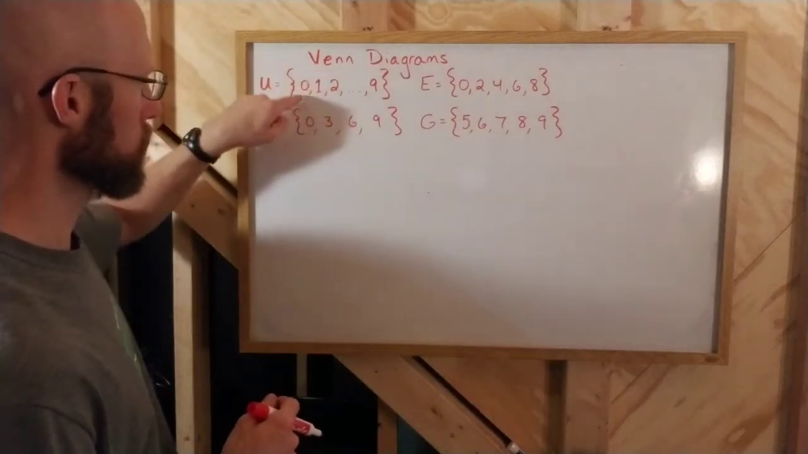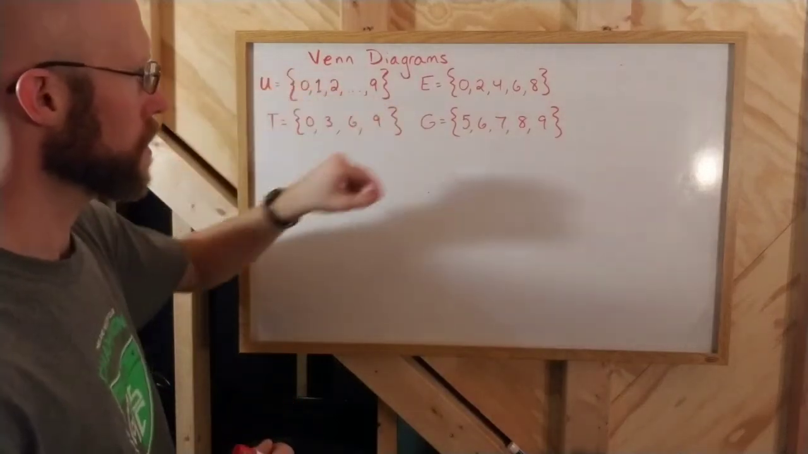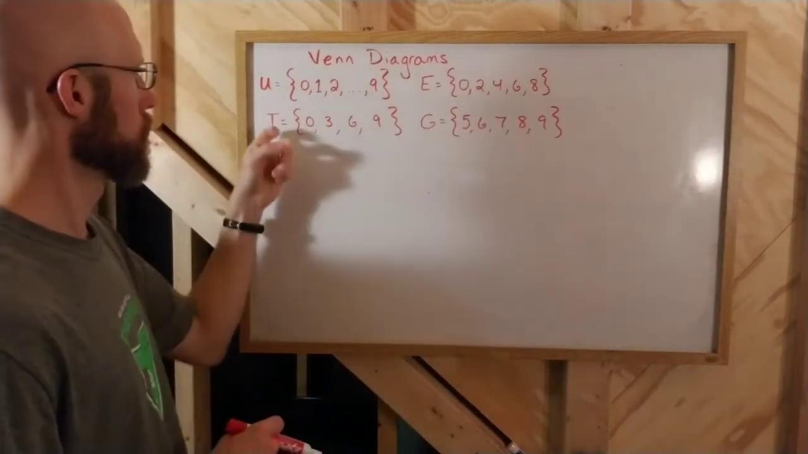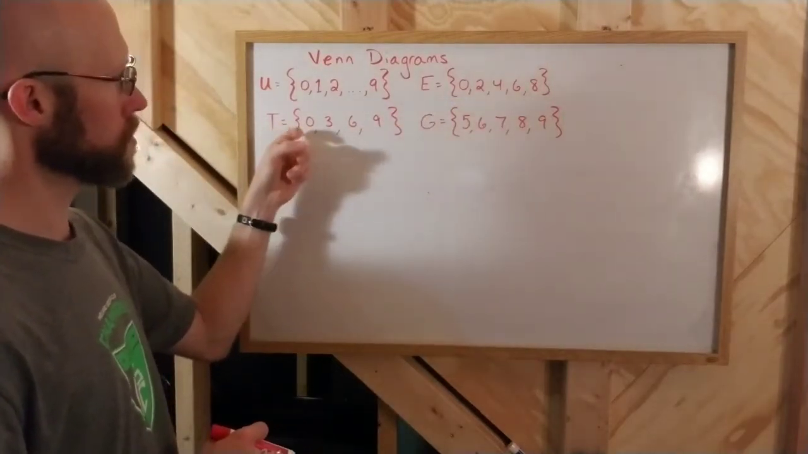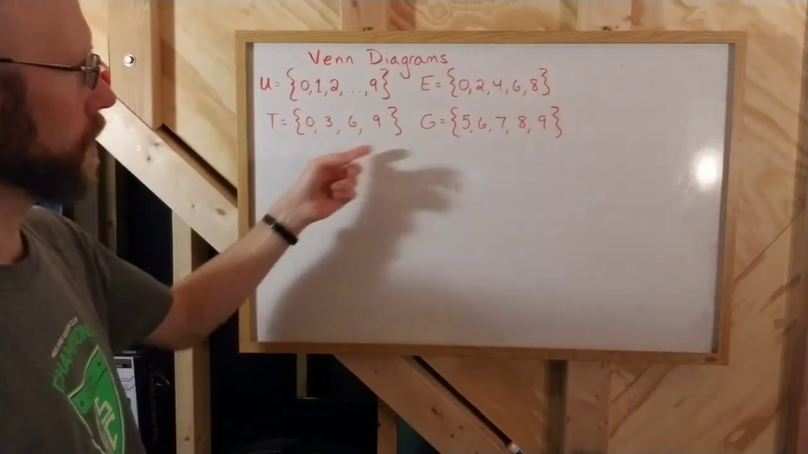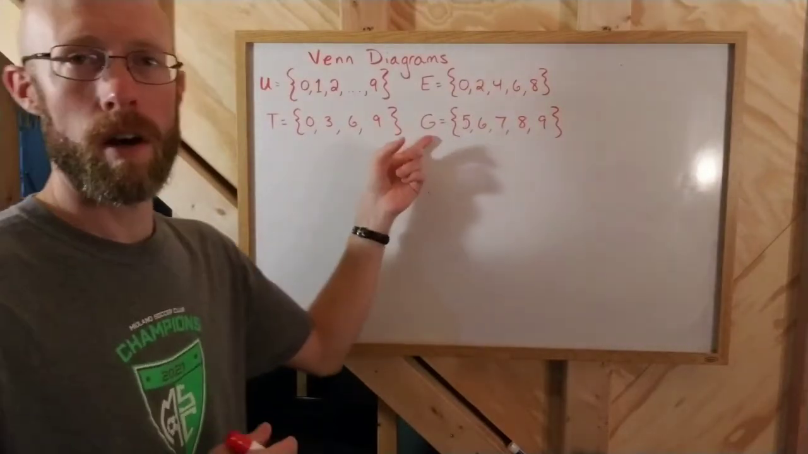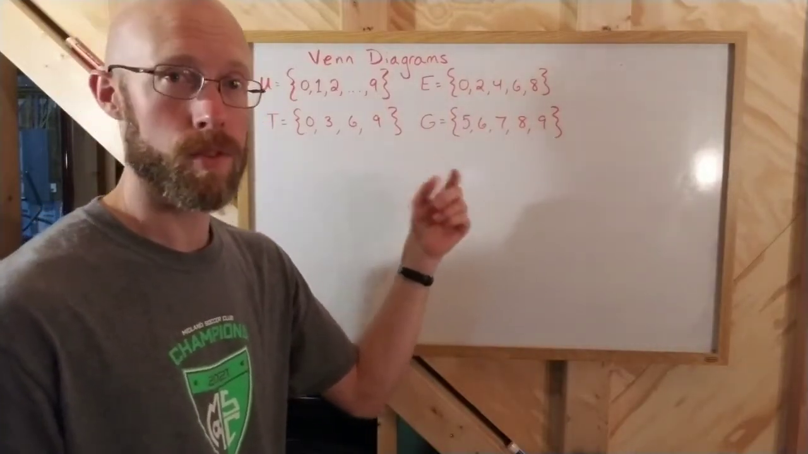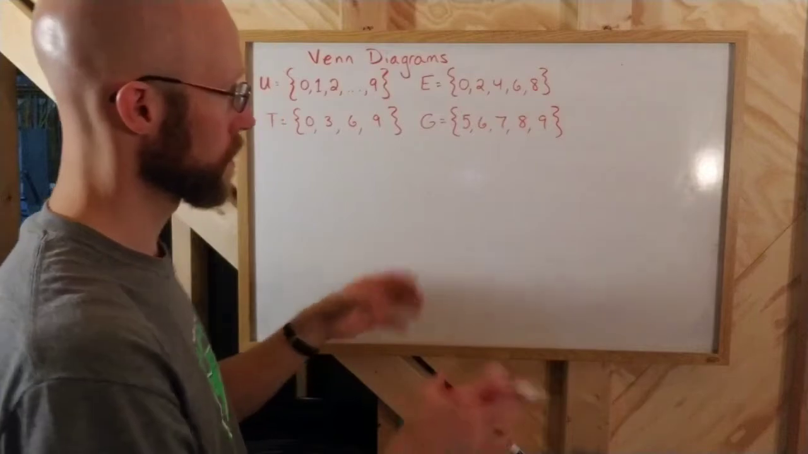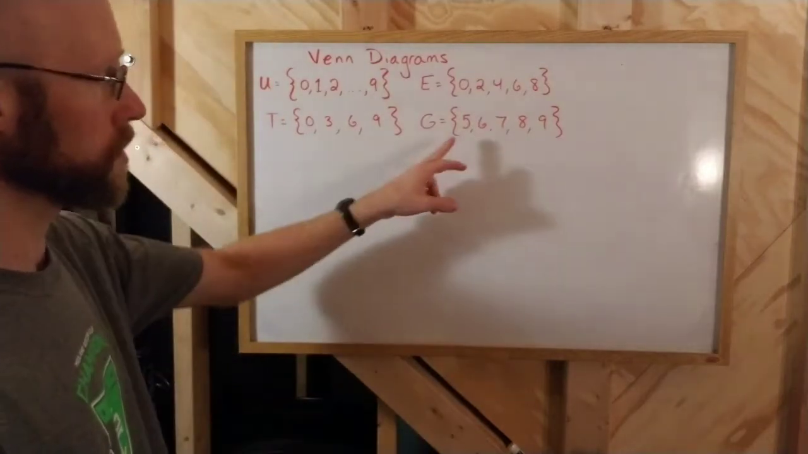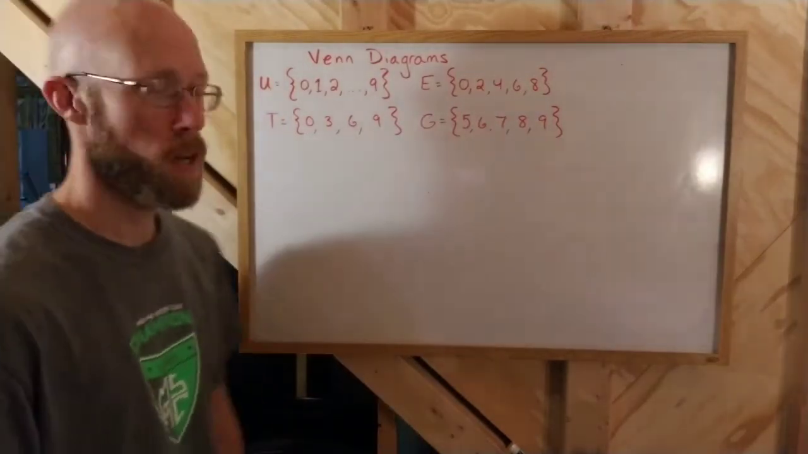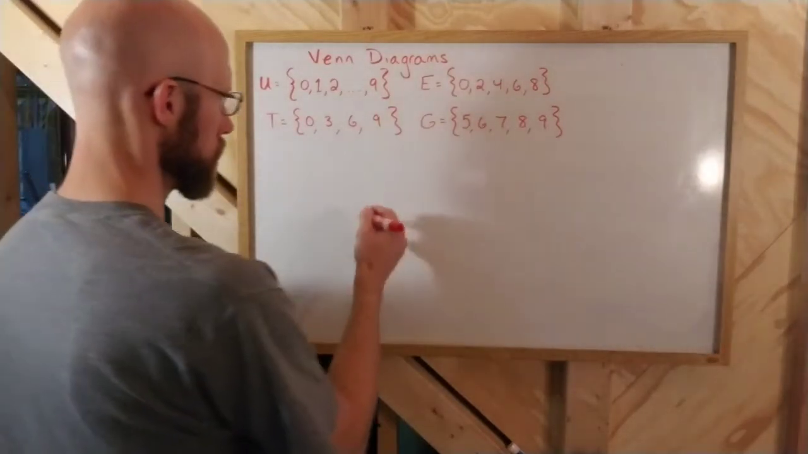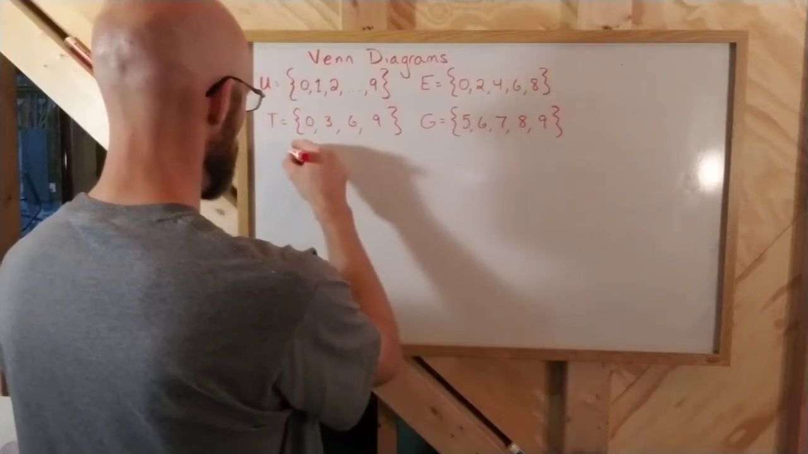So the universe is my set of digits, 0 through 9. E is the set of all even digits, 0 through 8. T is the set of all triples, 0 through 9 here. And then G is the set of all numbers greater than or equal to 5. So it's the larger 5 of those digits, 5 through 9. Okay. And so when I draw this out, the universe is all the digits. So that's going to be, again, my big rectangle.